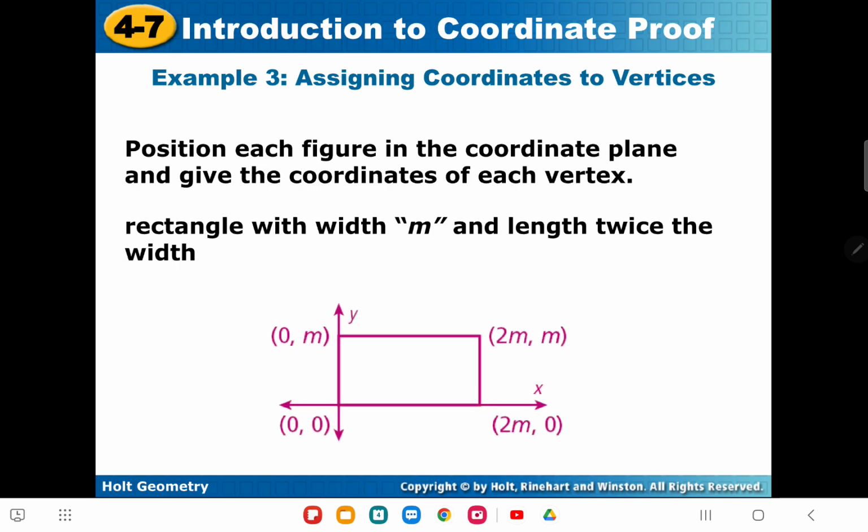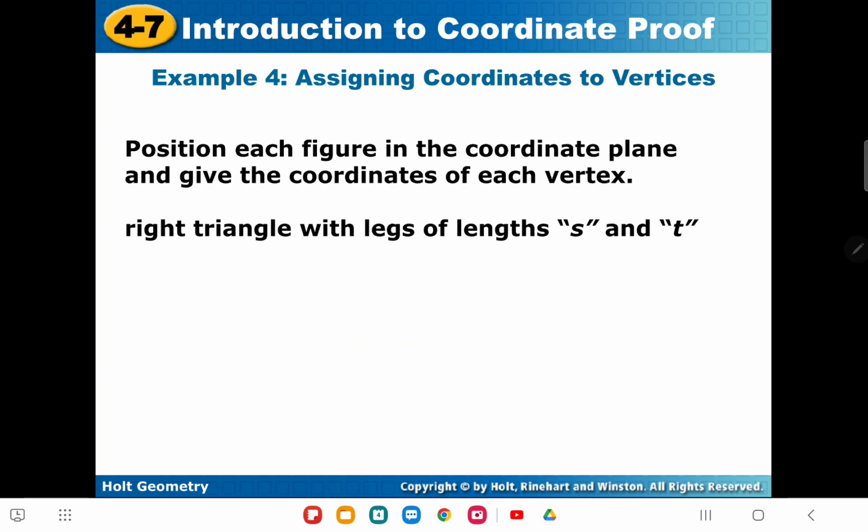Here, we've positioned a rectangle in the coordinate plane with a width m and a length twice the width. So you can see that here I go from (0, 0) to (0, m), and then I went over to 2m. Positioning the figure in the coordinate plane and giving the coordinates of each vertex.